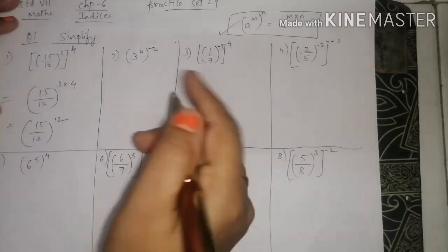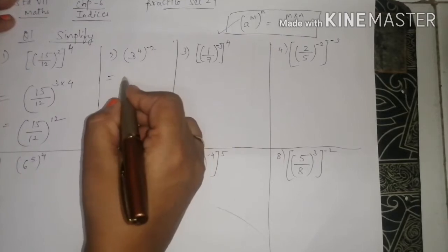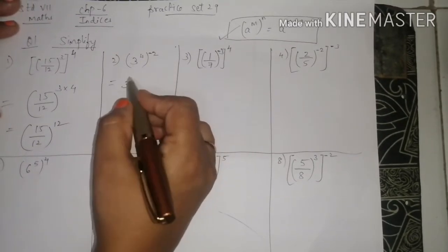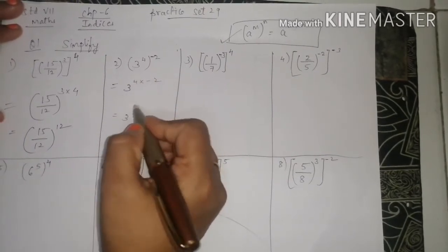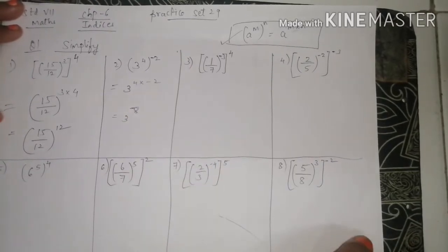Similarly in the second sum, 3 raised to 4 raised to minus 2. So you have to write 3 as the base and multiply the powers, 4 into minus 2. So 3 raised to, 4 twos are 8, and plus into minus is minus. So the answer is 3 raised to minus 8.